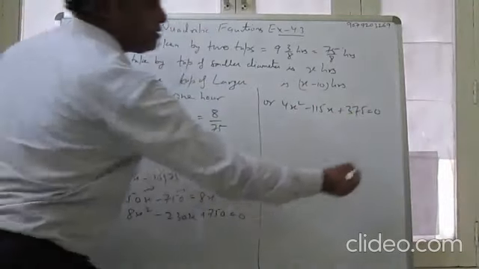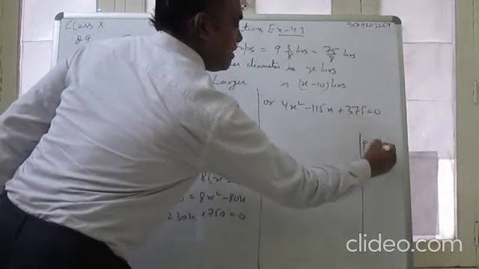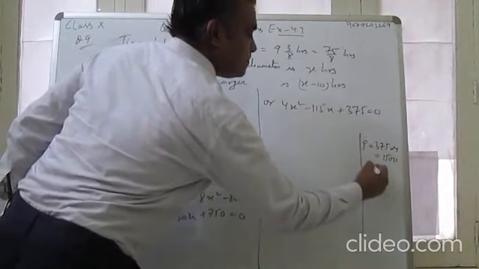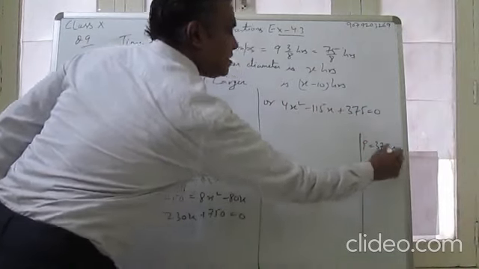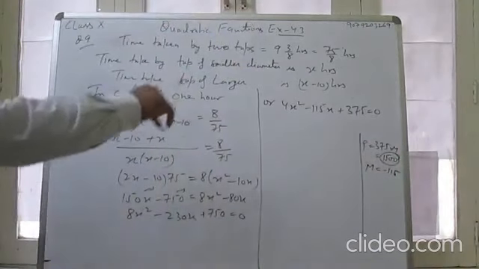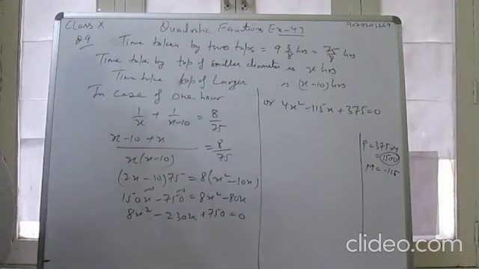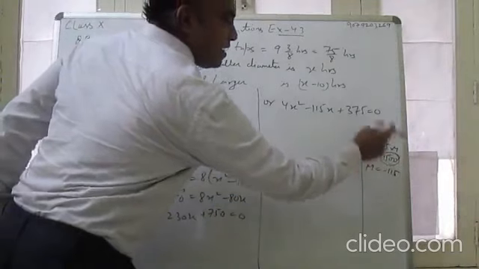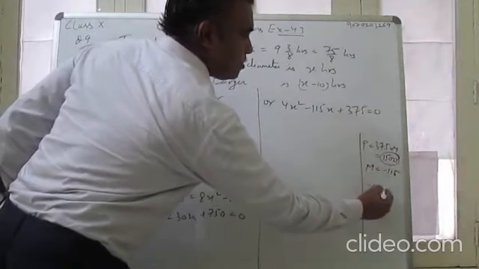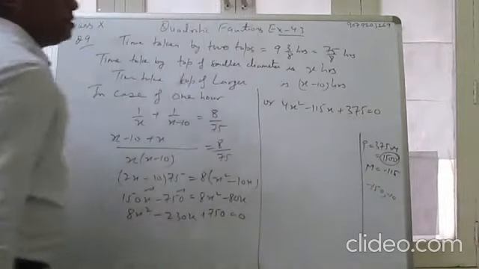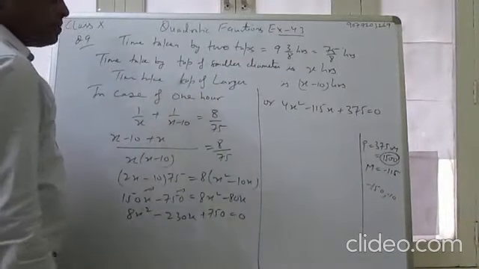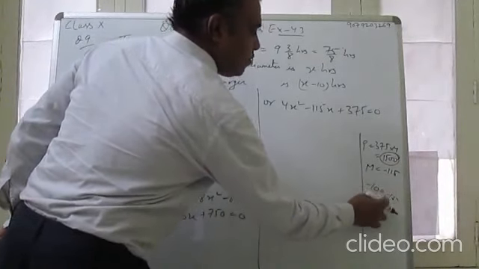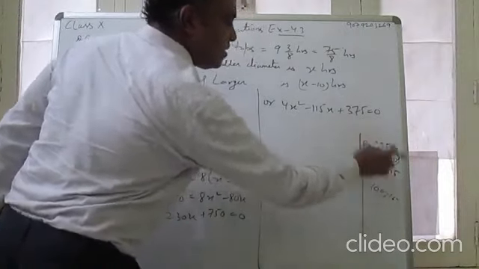So what is the product? See here, 375 into 4, that is 1500, is the product. And what is the middle term? Minus 115. What are the factors of 1500 that give 115? Simple: minus 15 into minus 100. 15 into 100 is 1500, and 15 plus 100 is 115.